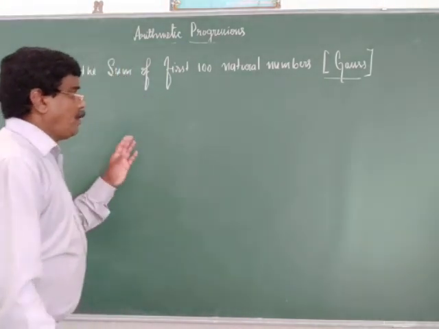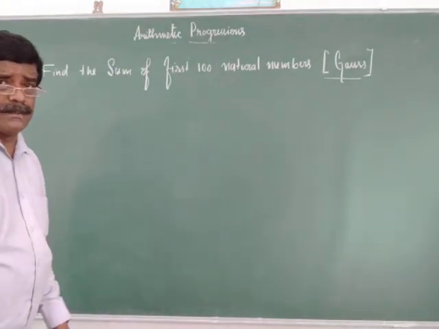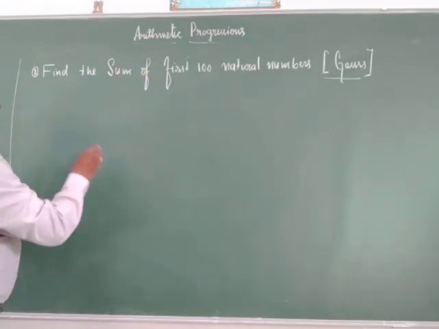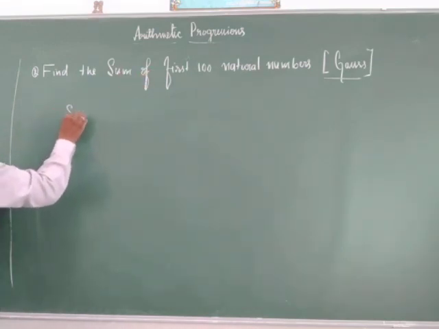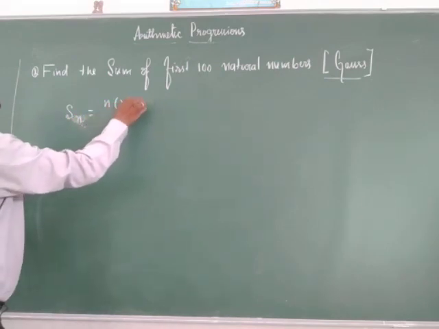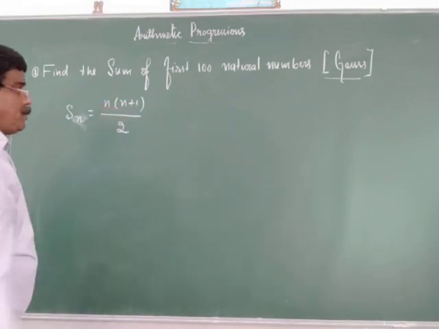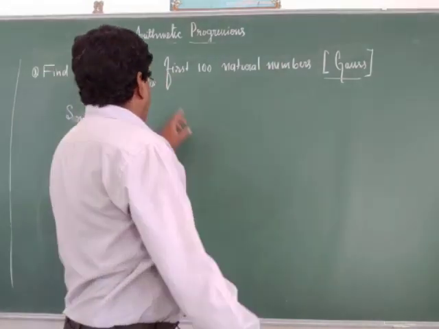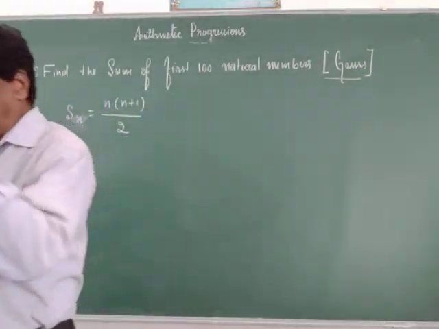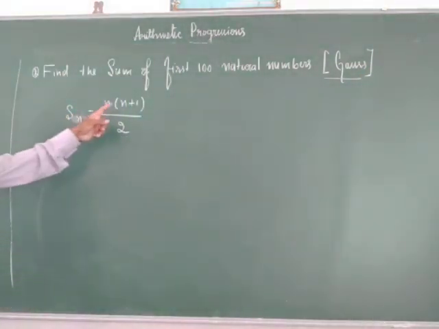Because now we already know the formulas and all. See here, first 100 natural numbers means it is just 100. So before that you write down the formula. Sn is equal to n into n plus 1 by 2. Because try to understand first natural numbers. First natural numbers means you have to apply the formula n into n plus 1 by 2.